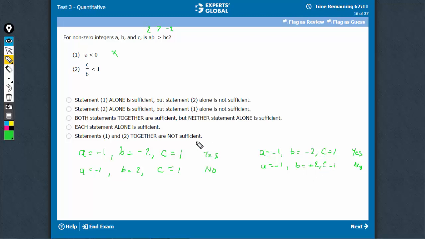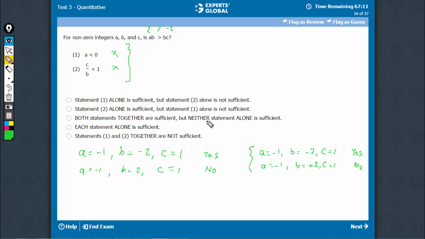So what I'm doing is I'm taking cases which are satisfying these conditions. In this case, we took cases where A was less than 0. In this case, we took cases where C upon B was less than 1. So see, in both the cases, C upon B is less than 1. However, we're getting yes as well as no. So statement 2 alone is also not sufficient.